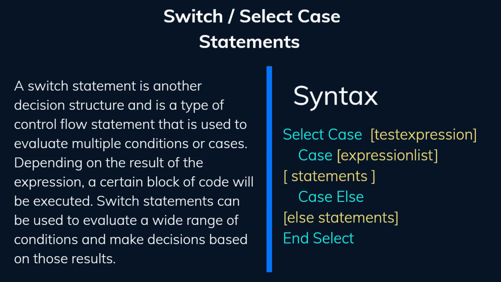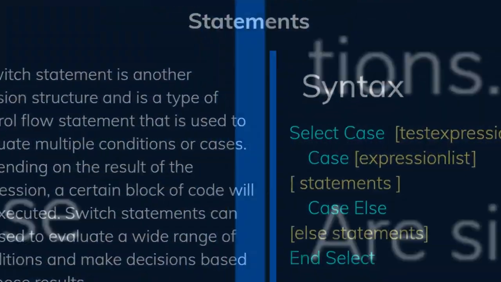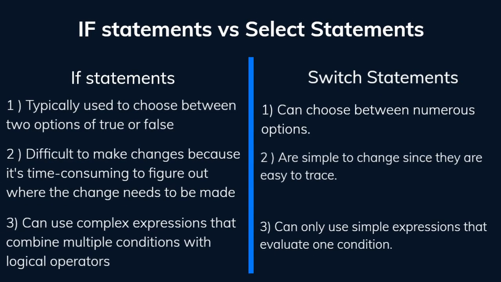Switch statements can be used to evaluate a wide range of conditions and make decisions based on those results, like if conditions. Now, some of you might ask, what exactly is the difference between the if statement and the switch statement? Well, firstly, a single if statement is used to choose between two options of true or false, but the switch statement is used to choose between numerous options. Secondly, it is difficult to make changes to an if else statement because it is time consuming to figure out where the changes need to be made. Switch statements, on the other hand, are simple to change since they are easy to trace. Thirdly, an if statement can use complex expressions that combine multiple conditions, while a switch statement can only use simple expressions that evaluate one condition.